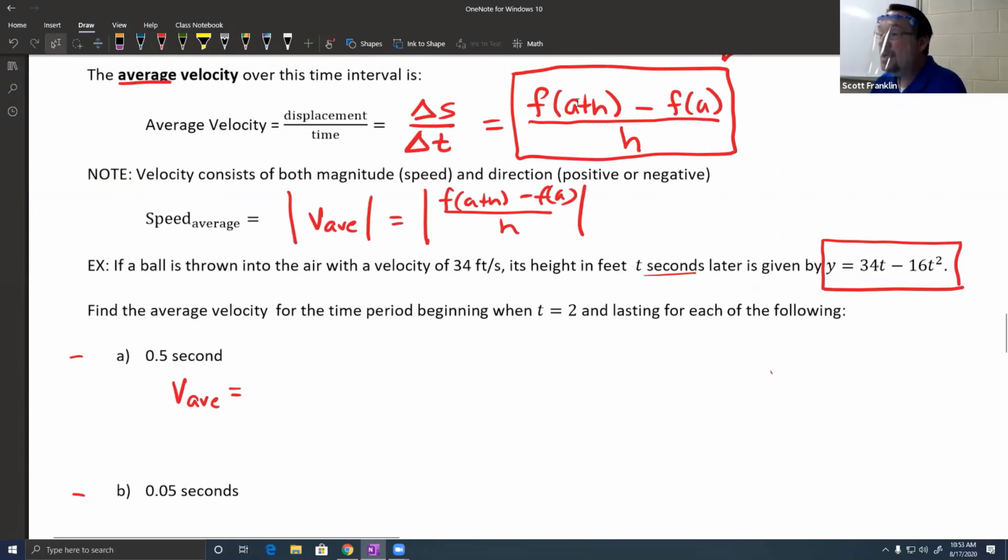So let's think about, first of all, what's A in this problem? It's the 2. It's where we're starting, right? And then what's the H in this problem? It's how much time has elapsed, which is the 0.5. You're right. So A plus H would be 2 plus 0.5, or 2.5, minus F at A, which is 2, divided by 0.5, which is my H. So this is my H and this is my A. A just means the starting time. H is how much time has gone by.